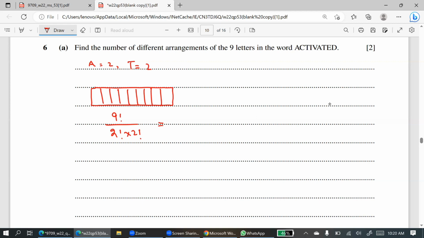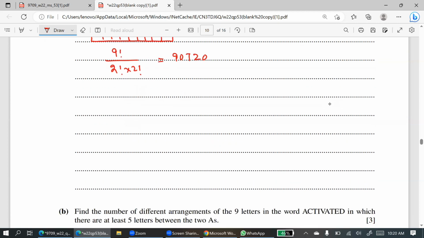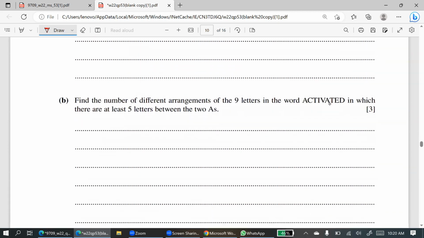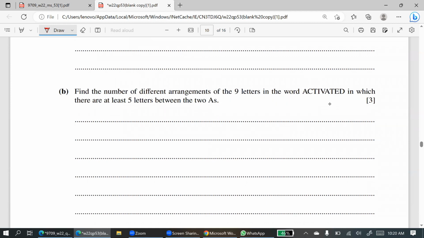90720. Now part B. Find the number of different arrangements of the 9 letters in the word activated in which there are at least 5 letters between the 2 A's. We know that there are 2 A's and 2 T's.